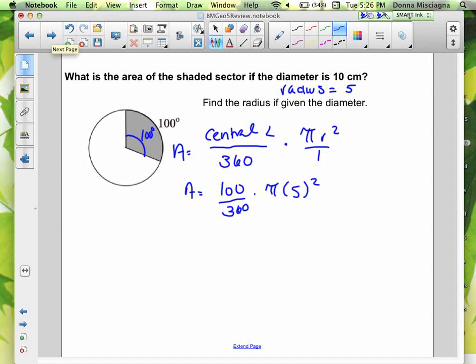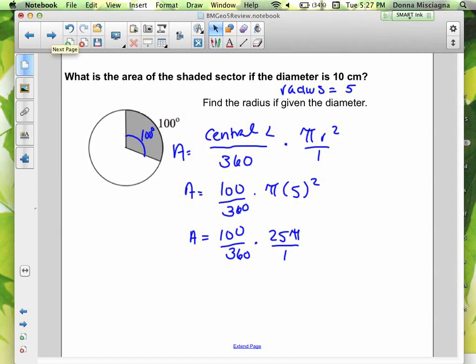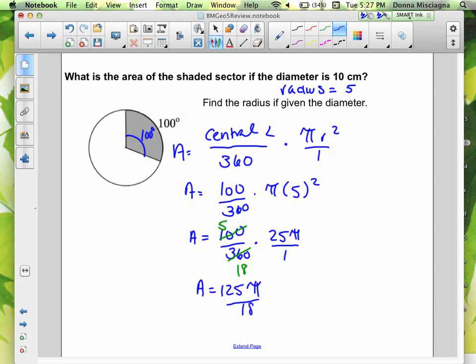Writing's taking a little while to show up. We'll square. So we have 100 over 360 times 25 pi. We can reduce. So for the last problem, hope you probably remember that not only is it divisible by 10, it's divisible by 2. So it's divisible by 20. 100 divided by 20 would be 5. 360 divided by 20 would be 18. And that is it on this problem. So our area is 125 pi over 18. And that is centimeters squared this time.